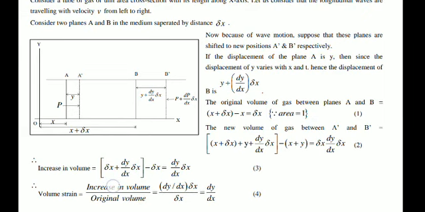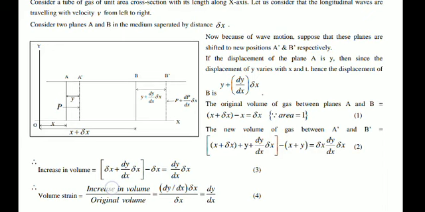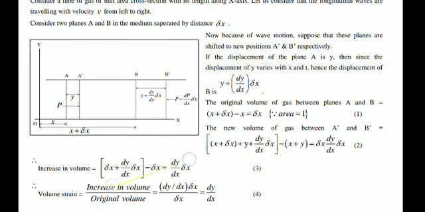The new volume, because plane A has moved to another position A dash, and plane B has moved to another position B dash. So what will be the new volume? Again we have to calculate the final new volume. So what is that final new volume?